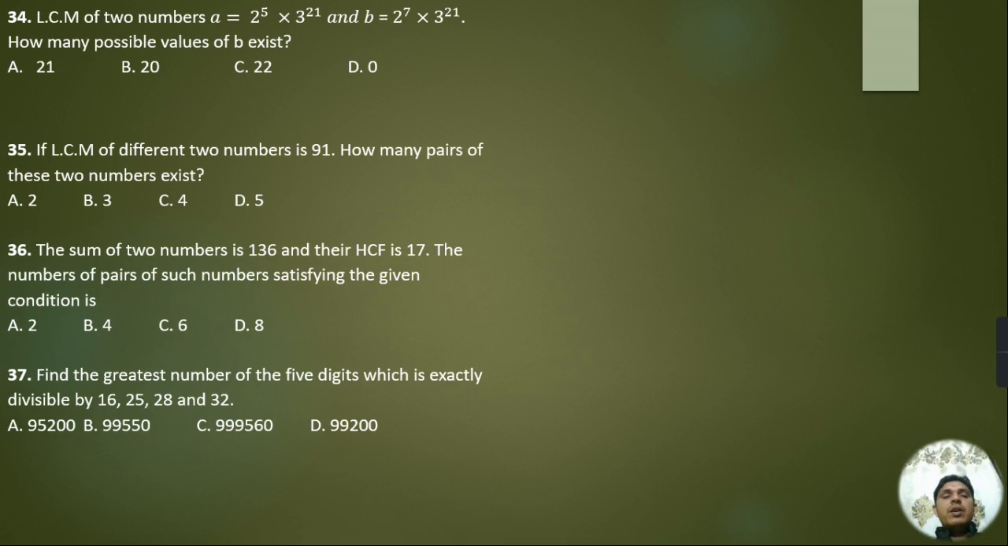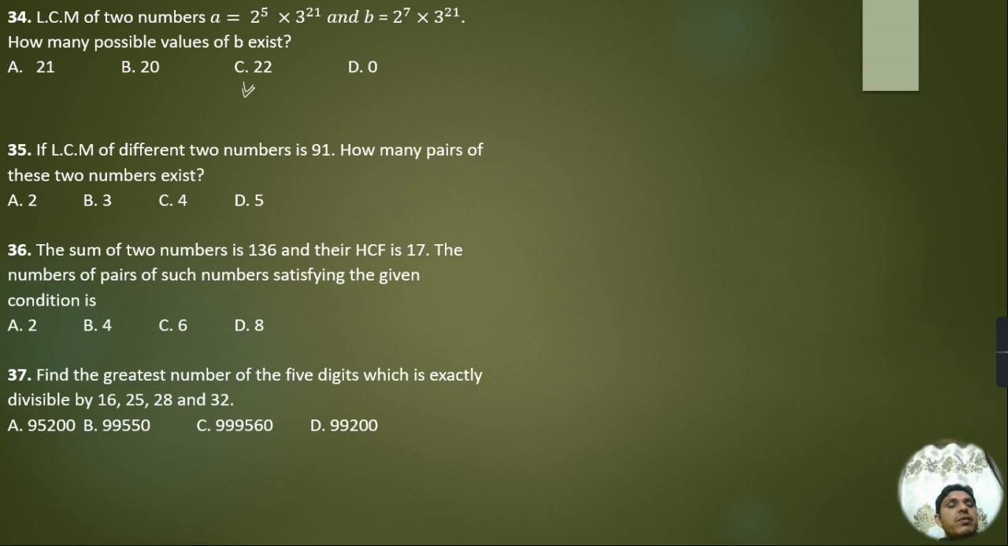Okay, next question is question number 34. The question is the LCM of two numbers A and B; how many possible values of B exist? Here we can check the highest power, that is 21, and this can range from 0 to 21. That means the possible values of B are 21 plus 1, that is 22. So here the answer will be 22.